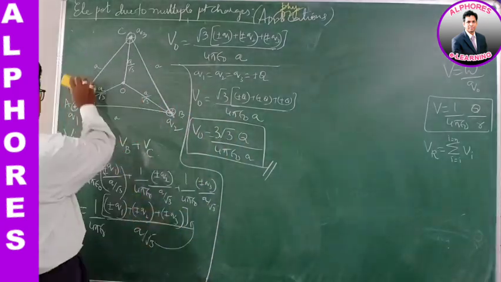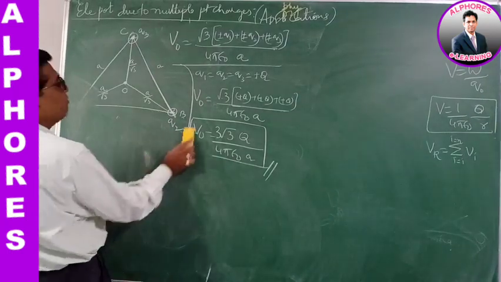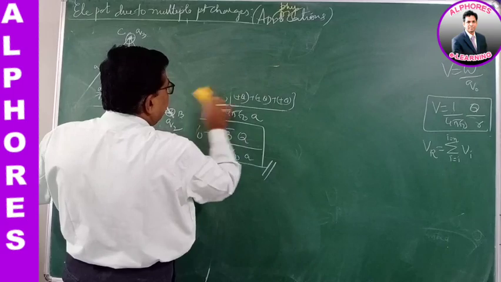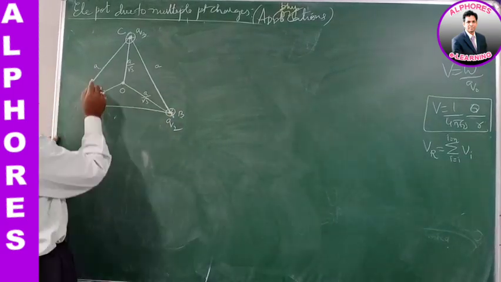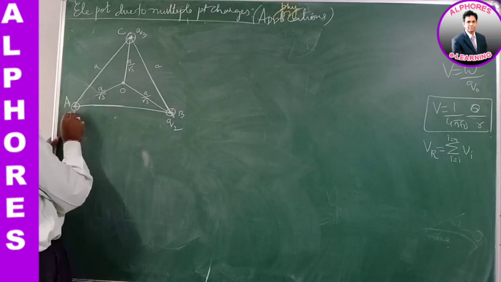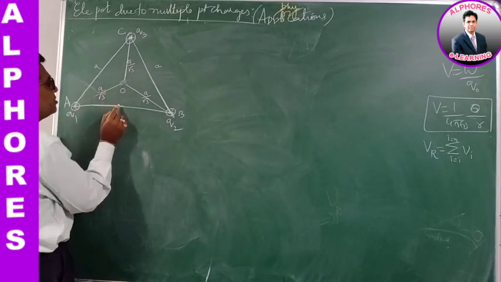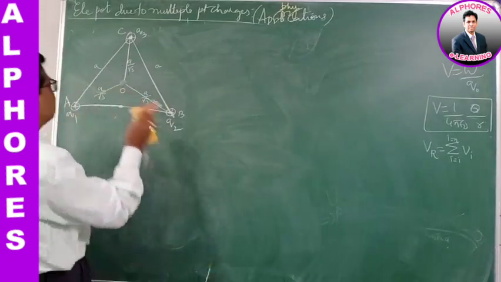Suppose there are 4 charges on the vertices of a square. Well, one more example. Suppose, for three charges only, another example. He is asking you to find the potential due to these three charges. Now, instead of the center, suppose he is asking you to find the potential at the midpoint of any side.